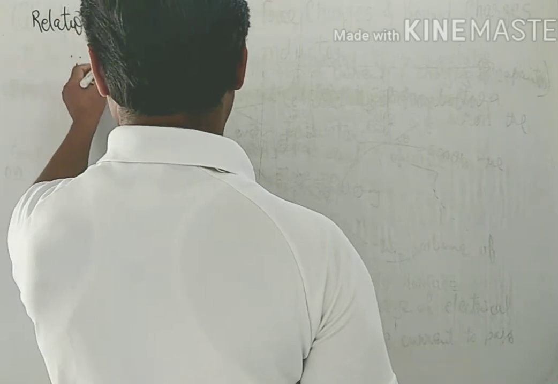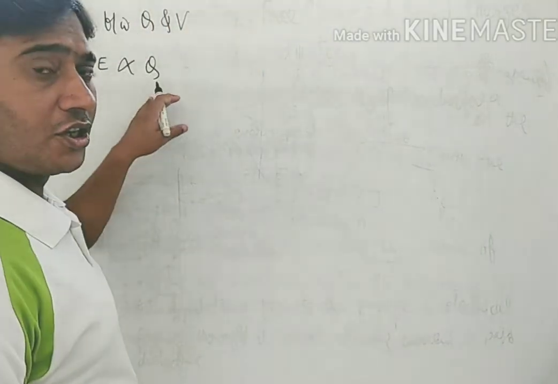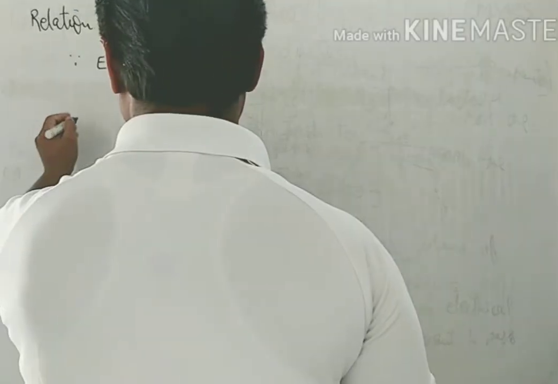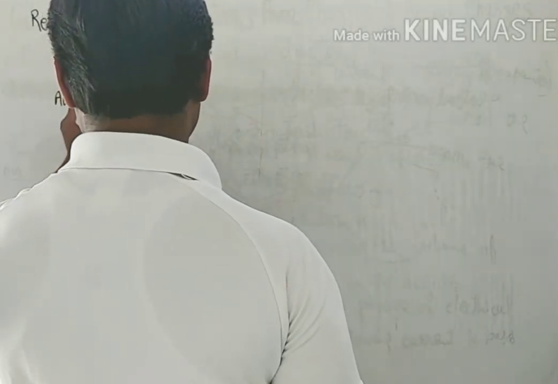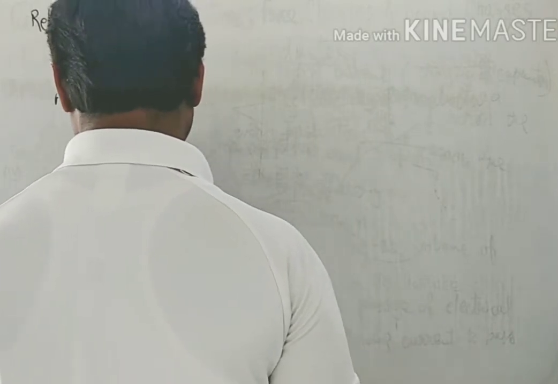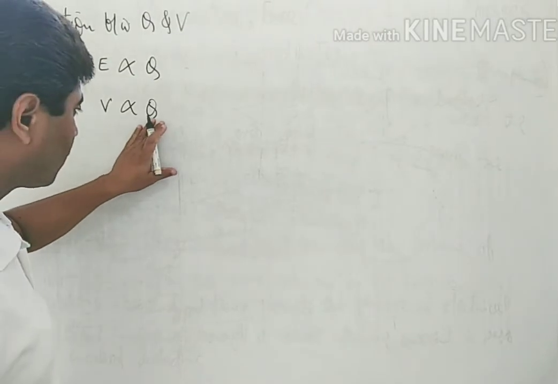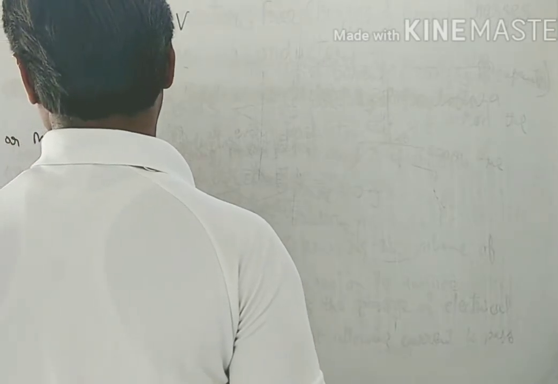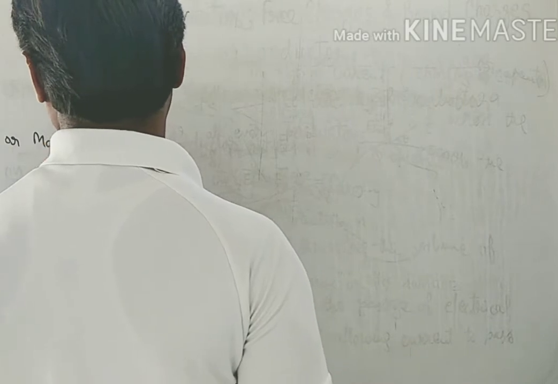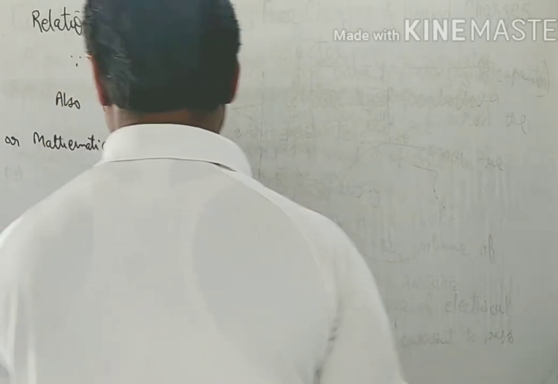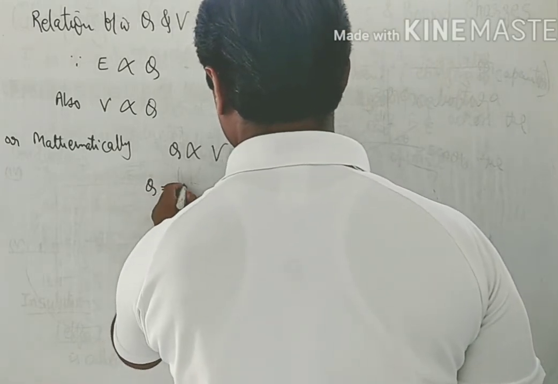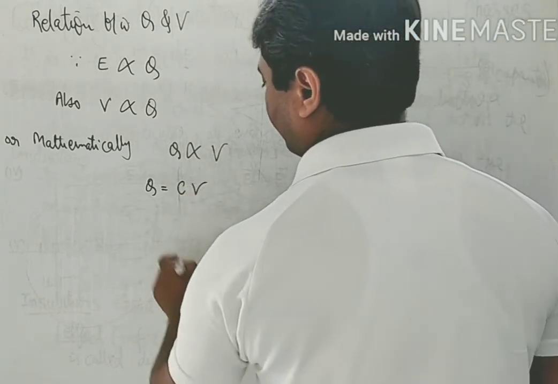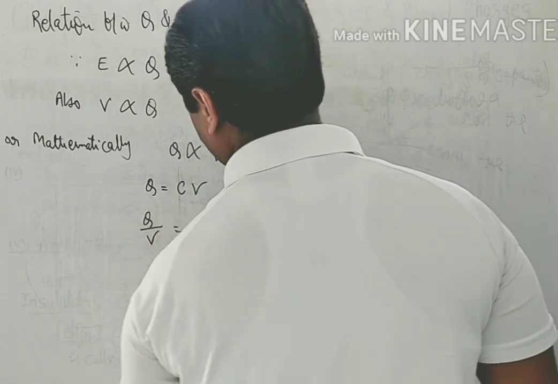As we have, the electric field between the plates of the capacitor will be proportional to the charges on the surface of the plates. Also, we know the potential is proportional to Q. Mathematically, we can say Q is proportional to V. Now, when this is written with an equal sign, we need to put a constant of proportionality, and that constant of proportionality here is C, so Q equals C times V, or Q upon V equals C.